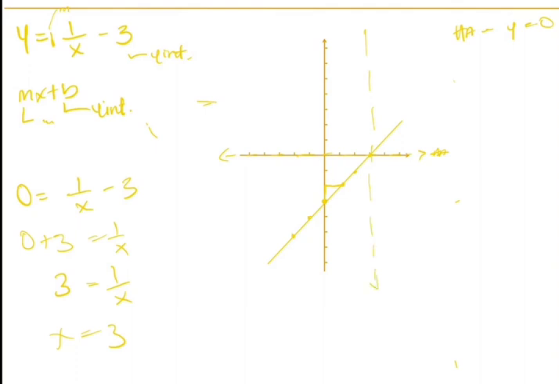Just dotted lines or dashed lines. So this would be our VA. Forget about the 1 over x. Again, this is the reciprocal. I should have put that as an x. Doesn't really matter right now. So we have our VA.